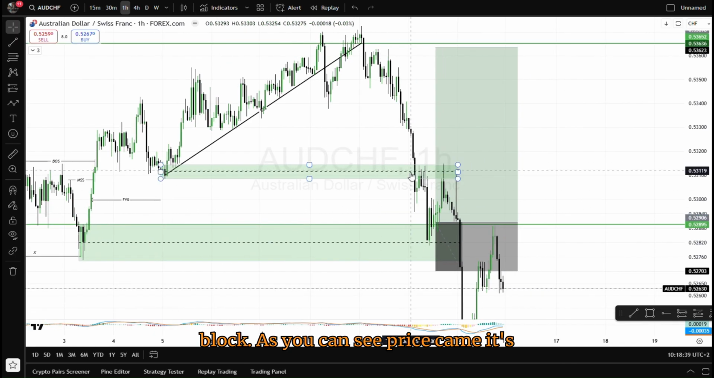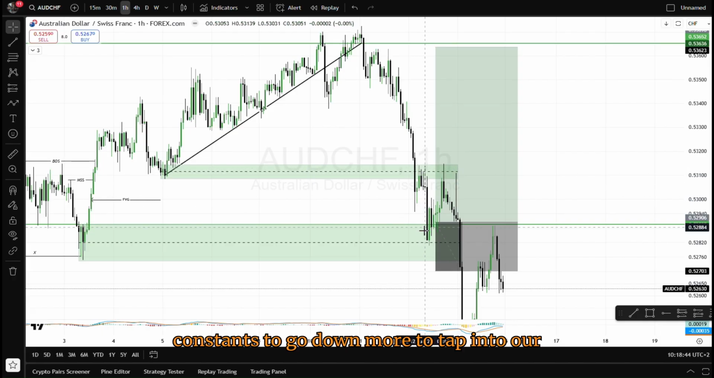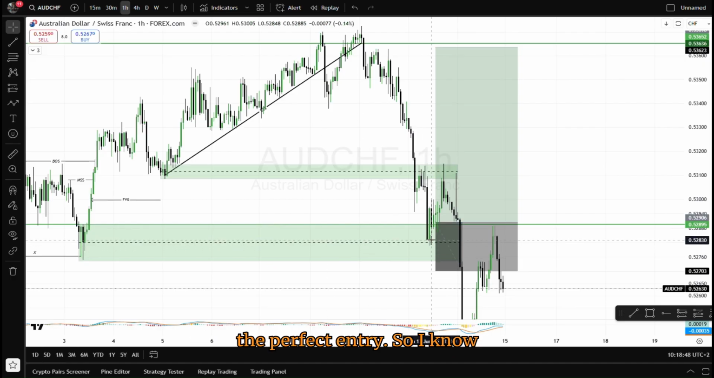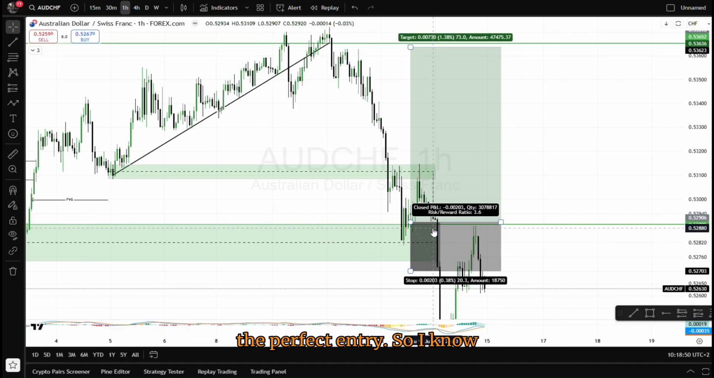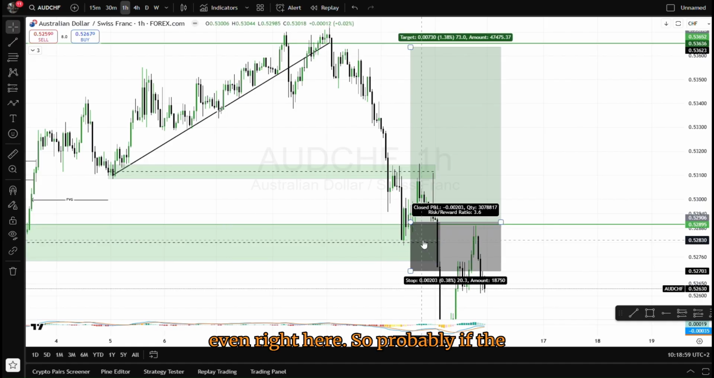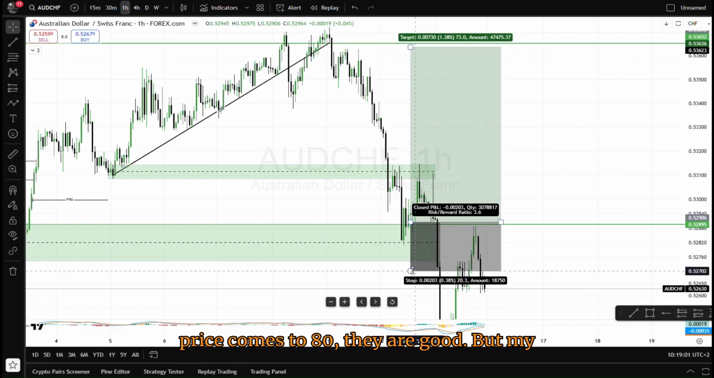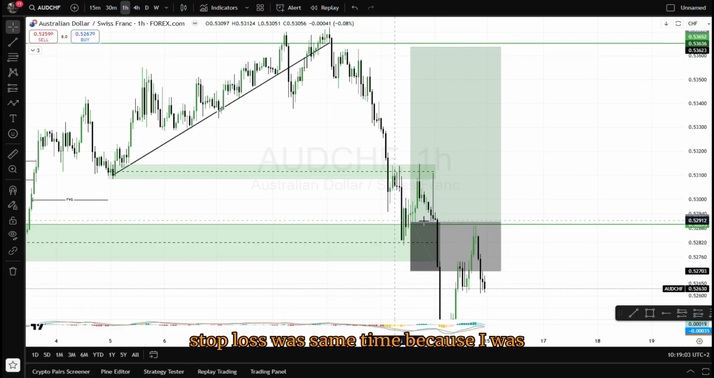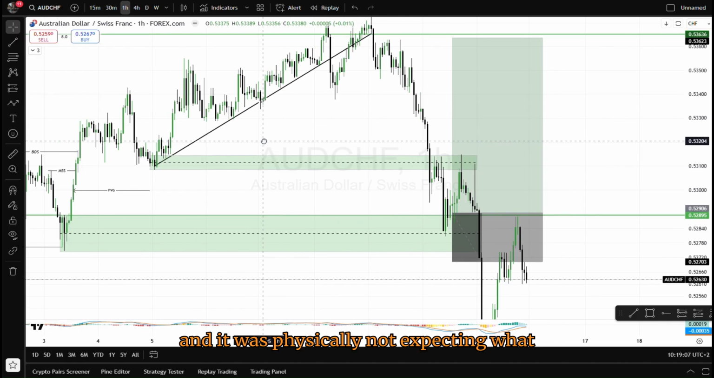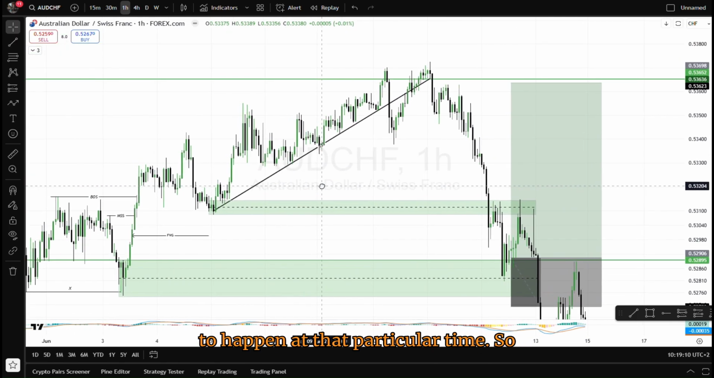As you can see, price came, it used our imaginary order block as a confluence to go down more, to tap into our order block zone. You can see this was the perfect entry. So I know some people, immediately this chart moves, they might set their break even right here, so probably if the price comes to hit it, they are good. But my stop loss was still there, because I was basically not expecting this price to come back here, and I was not expecting war to happen at that particular time.